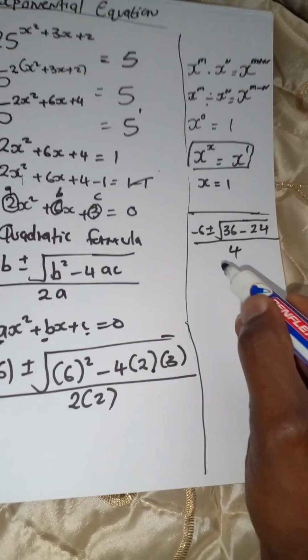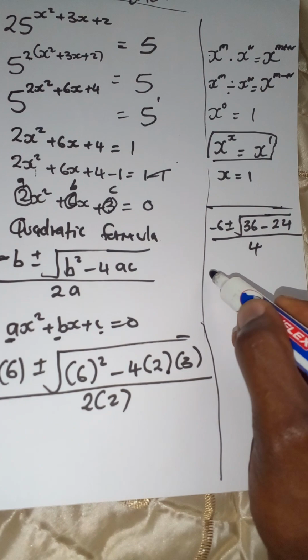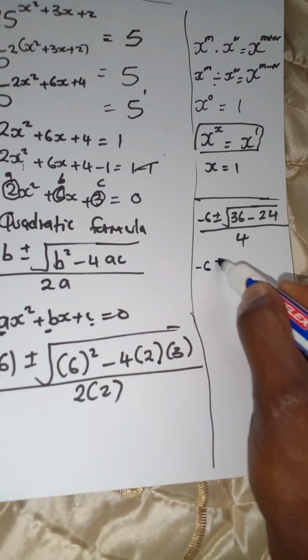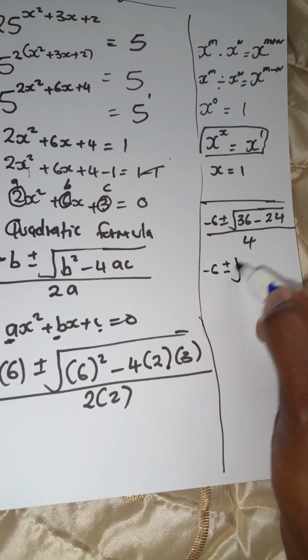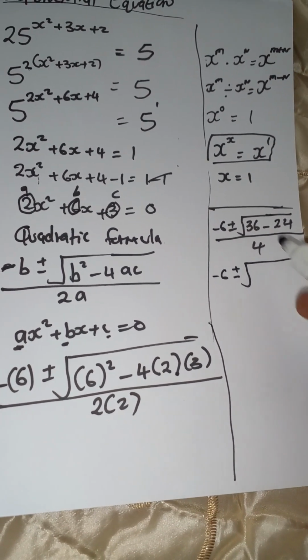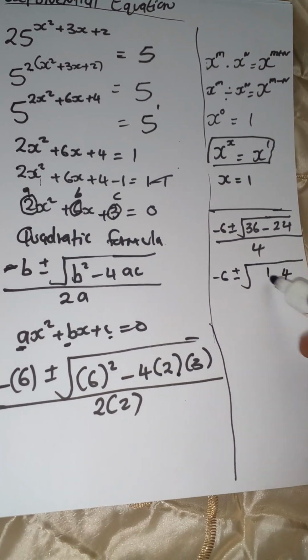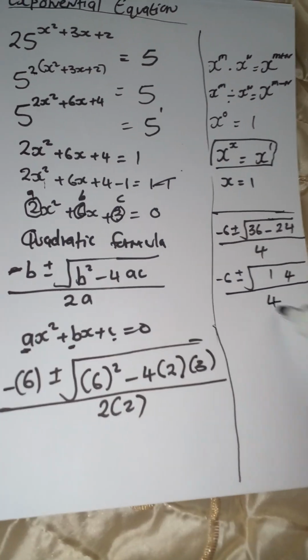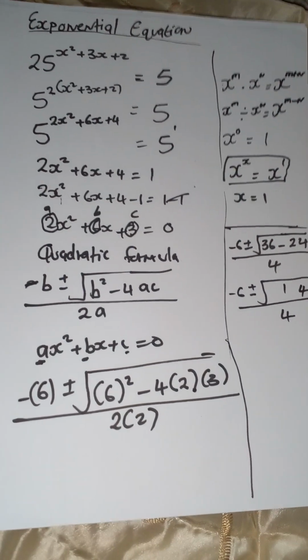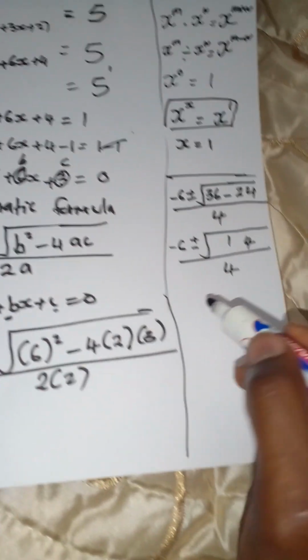So let us continue from this one. Let us work with what is under the square root. We've got minus 6 plus or minus the square root of 36 minus 24, which gives us 12, all over 4. Now from here you can punch your calculator.